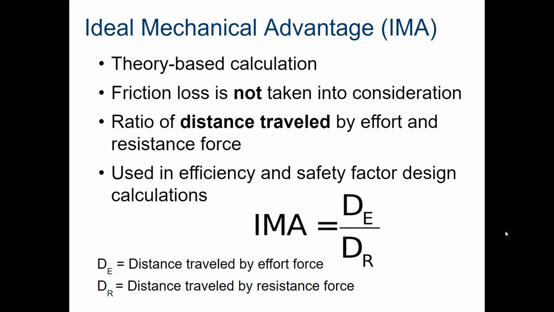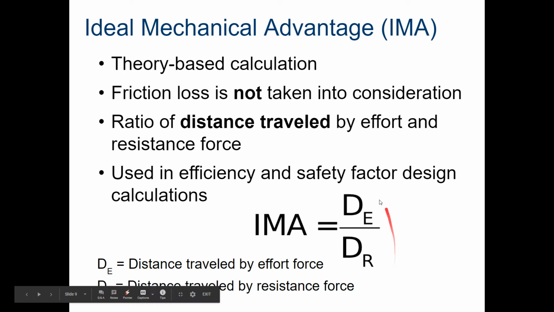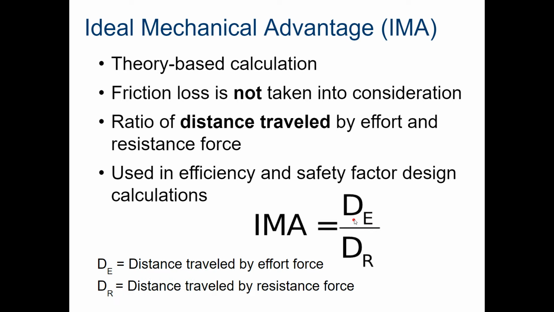Now, this is a theory-based calculation. We're not going to take friction into consideration, so this is like an ideal environment, ideal mechanical advantage, IMA. It is the ratio of the distance traveled by effort, D sub E, divided by the resistance distance, using efficiency and safety factor design calculations. So this is the equation for ideal mechanical advantage. It is theory-based. We don't do any trials. We don't actually push the box up the ramp.